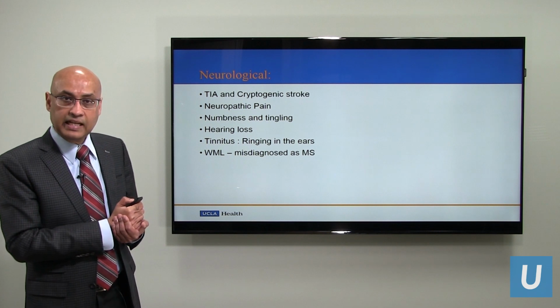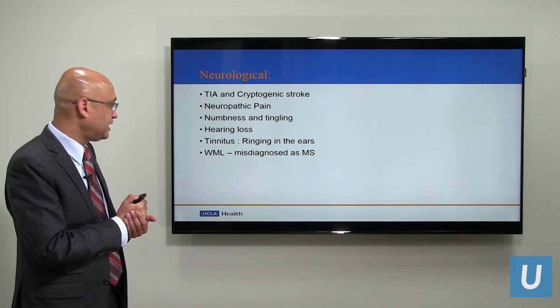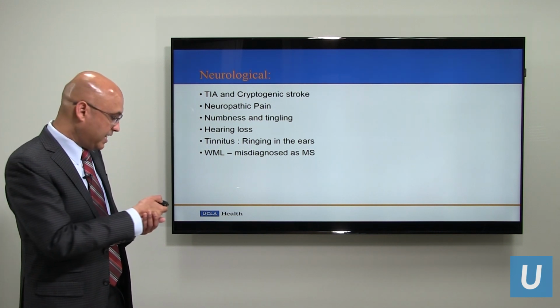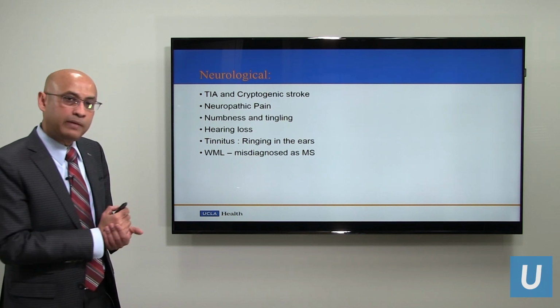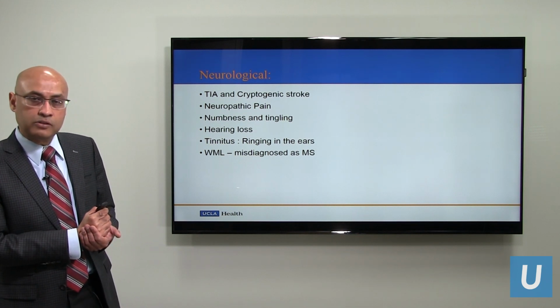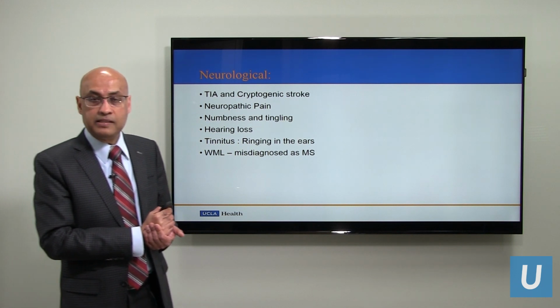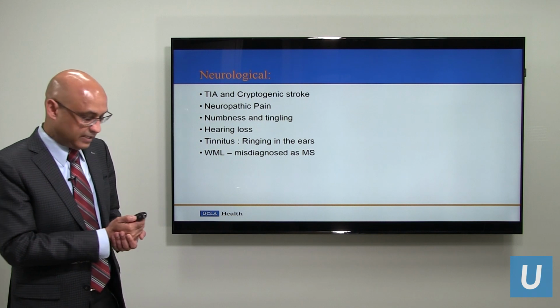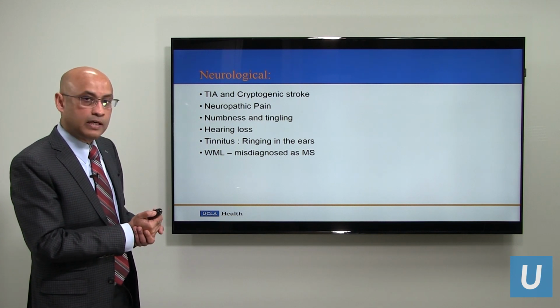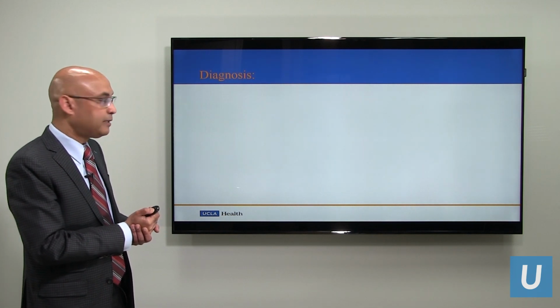They can have numbness and tingling, they can have hearing loss, especially at advanced ages, ringing in the ears, and they also have something called white matter lesions, WMLs. These white matter lesions are seen in multiple sclerosis as well, so some of these patients have been misdiagnosed as multiple sclerosis. That's something also to keep in the back of your mind.